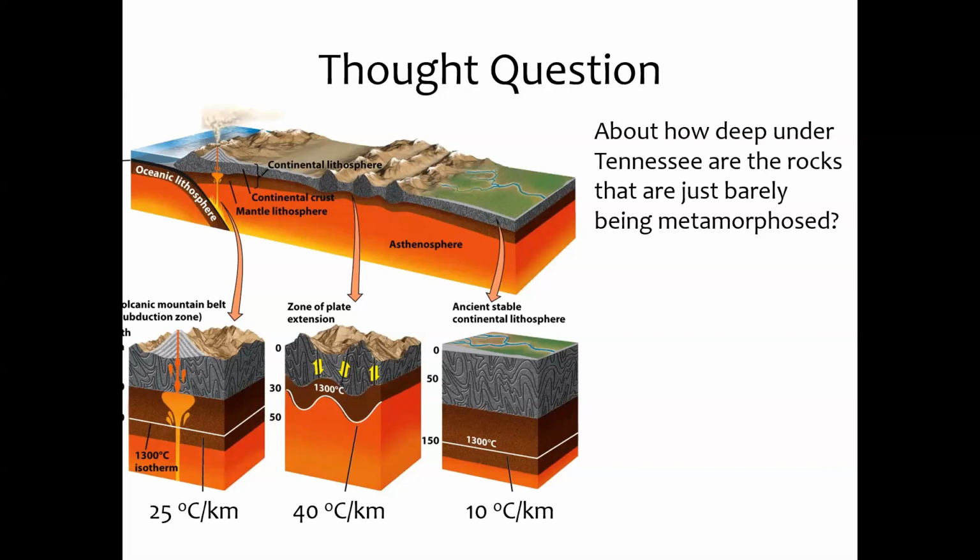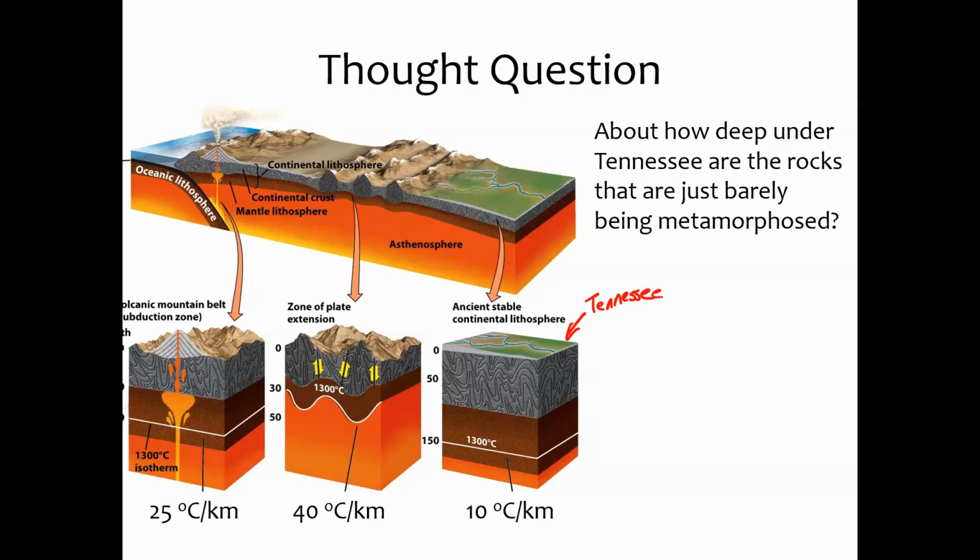So Tennessee, about how deep under Tennessee are the rocks that are just barely being metamorphosed? Well, if we want to think about that, we have to know what's going on tectonically in Tennessee right now. We don't see a lot of volcanoes in Tennessee, any at the moment. We are really far away from any sort of plate boundary. The mountains that are nearby are very old. They're not lifting. There's no pulling apart. So this is much more like what Tennessee is. We're sort of in a region of very ancient, stable continental lithosphere.